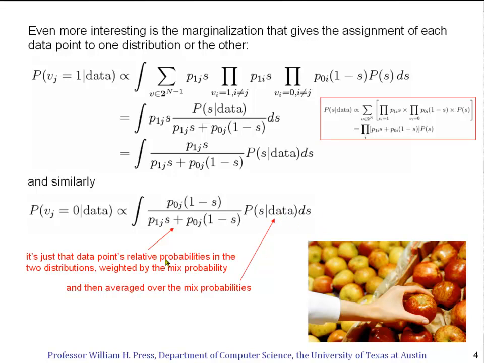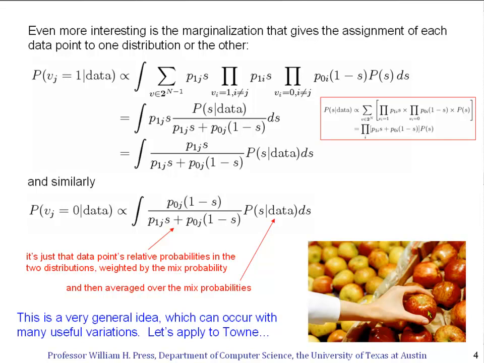Again, the assignment probability is just the data point's relative probability in the two distributions, weighted by the mixing probability, and then averaged or marginalized over what the mixing probability is likely to be given the data. And here's a picture of somebody, in my mind there, assigning apples to either this bin or that bin. This is a very general idea, mixture models, and it can occur with many useful variations. So it's not always exactly the formulas above, but it's the formulas above and their cousins.